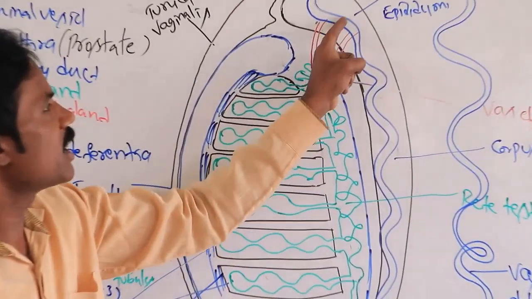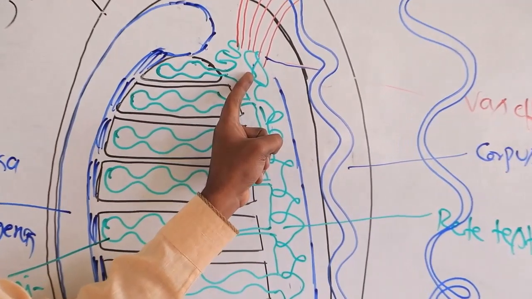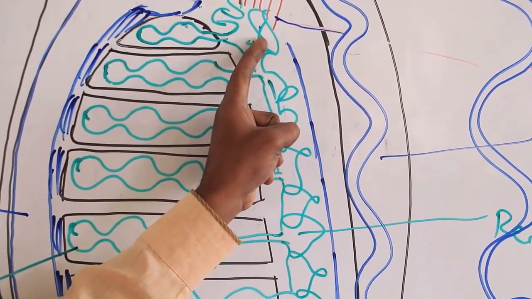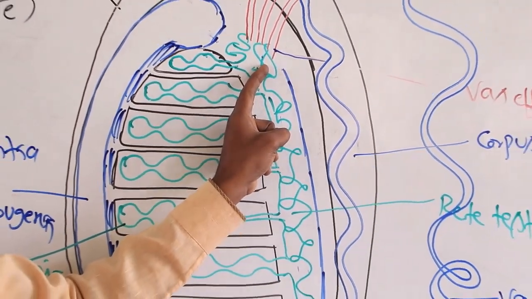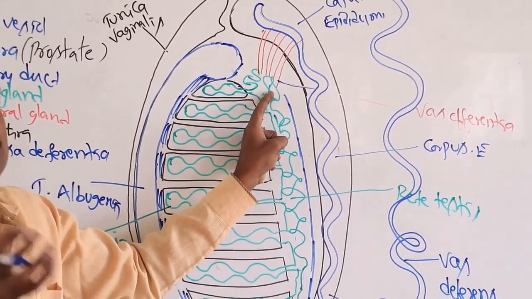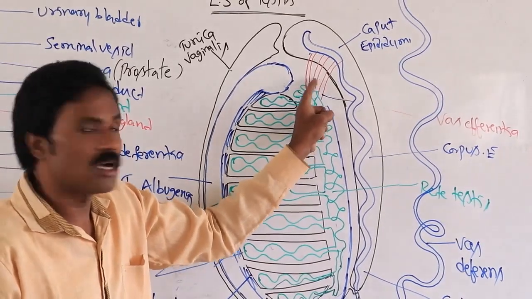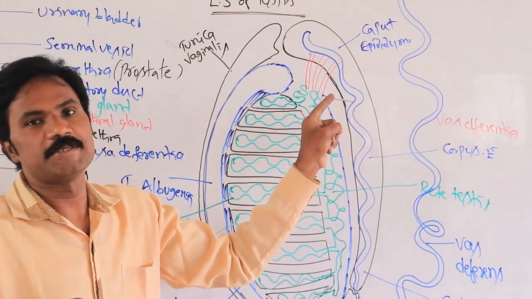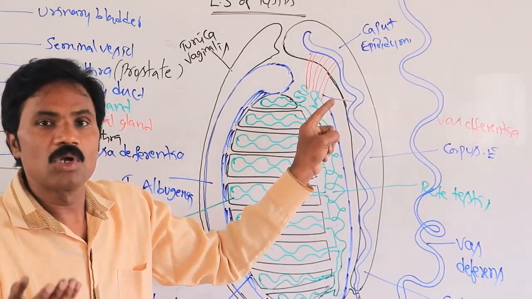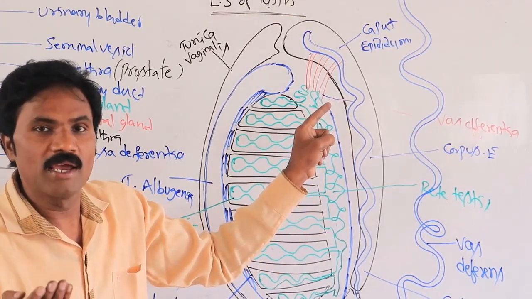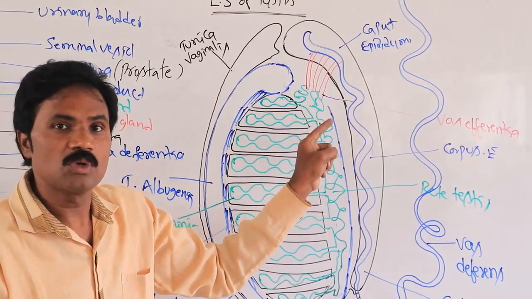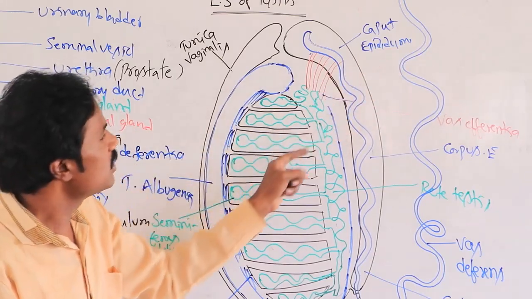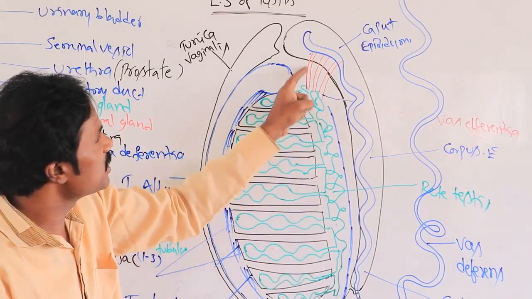How is the rete testis connected to the epididymis? With the help of the ductuli, the ciliated vasa efferentia. For example, if the vasa efferentia is blocked, what happens? It is unable to transfer male gametes from the testis to the epididymis or vas deferens. Then after the vasa efferentia, it connects to the epididymis.